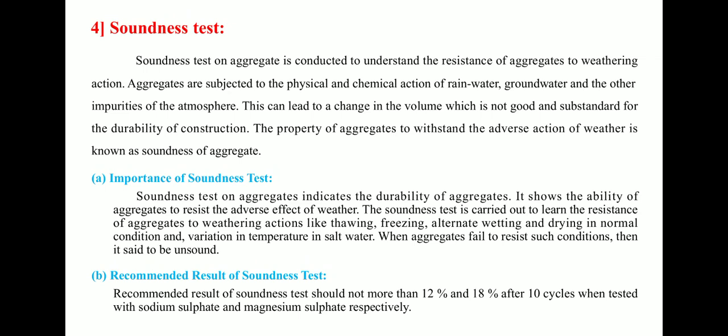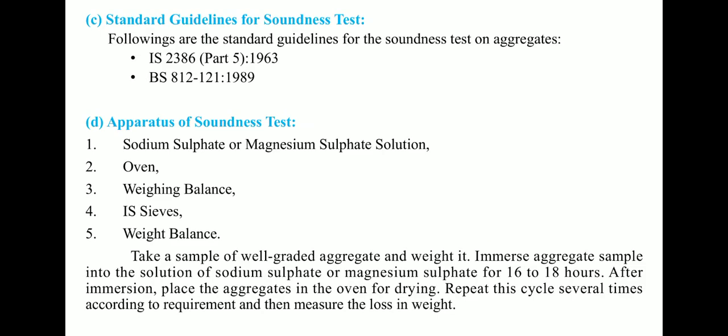The recommended result of the soundness test is that loss should not be more than 12% and 18% after 10 cycles when tested with sodium sulfate and magnesium sulfate respectively. The guidelines for this soundness test are laid down in IS 2386 Part 5, 1963 and BS 812-121, 1989.